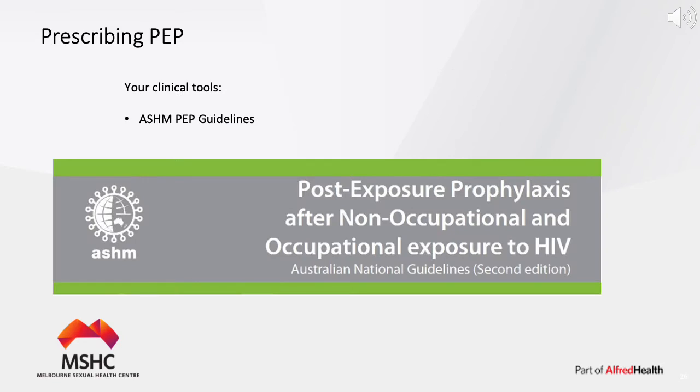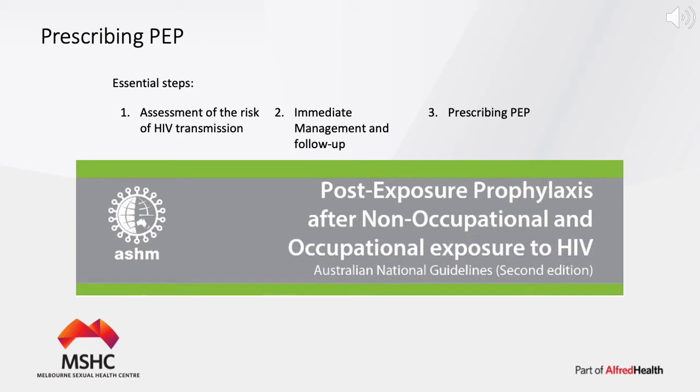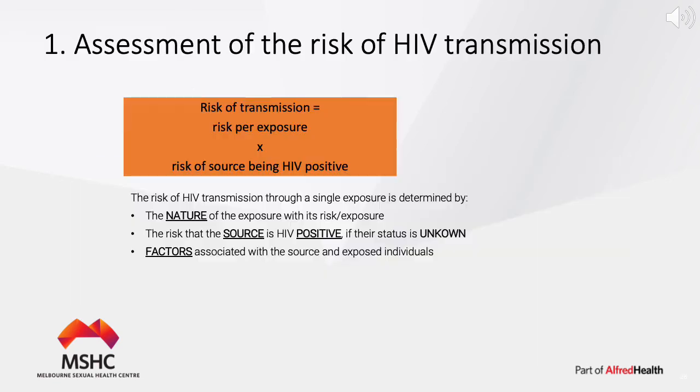So basically, if you're looking for any clinical tools, again, if you go to the ASHM PEP guidelines, this will provide some good evidence. When we prescribe PEP, the essential steps are to assess the risk, like we do in prescribing PrEP. Then we do immediate management and follow-up, so we mustn't delay because we've only got 72 hours in which to prescribe PEP. And then we prescribe the PEP according to the specific guidelines.